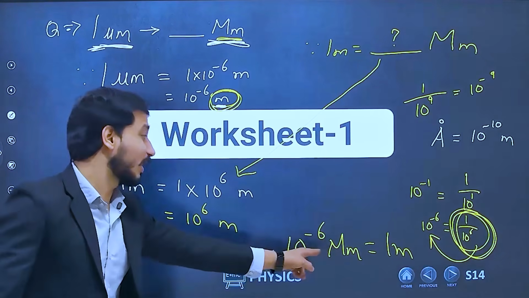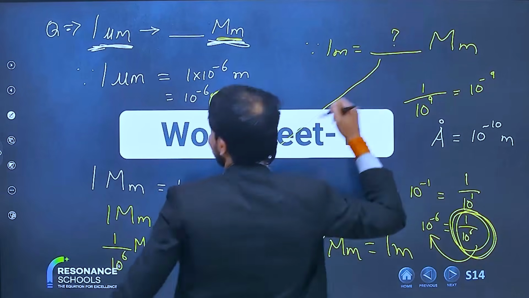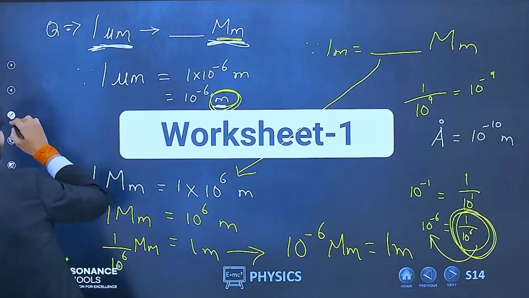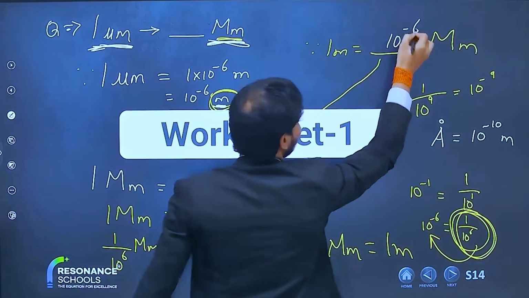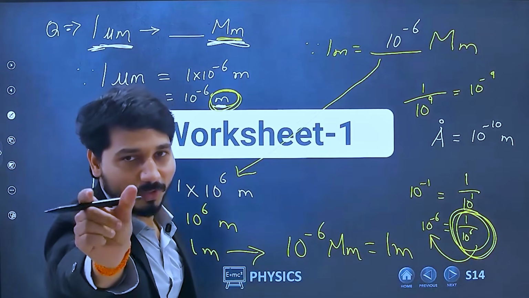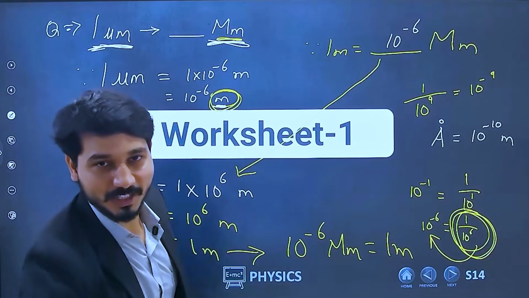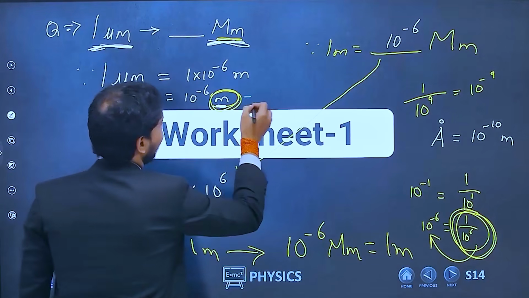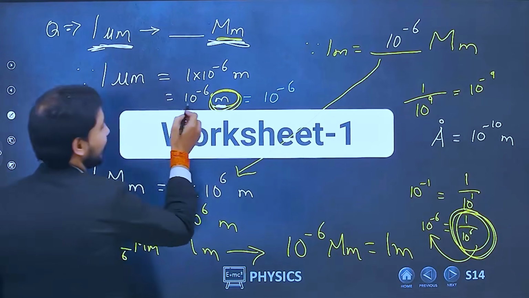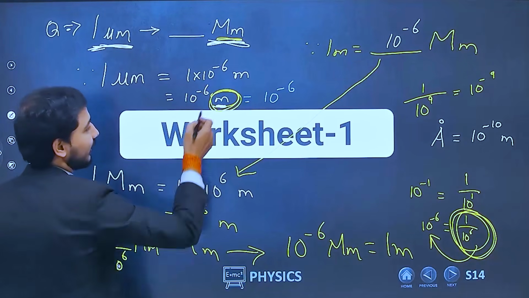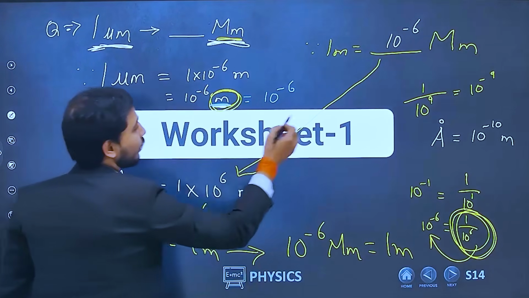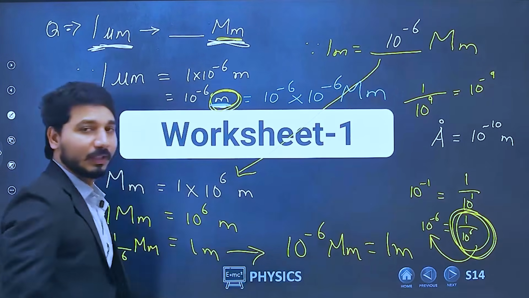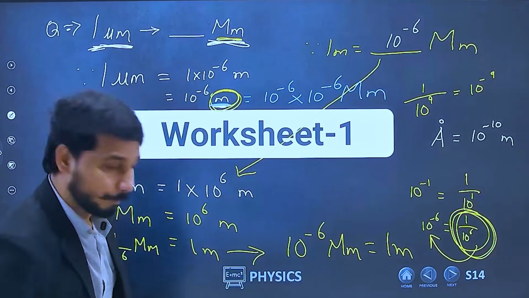In 1 meter, how many megameter are there? 10 to the power minus 6. We got this value. Now we will simply replace meter with megameter. So here the number is 10 to the power minus 6, meter is there. In place of meter, we will write 10 to the power minus 6 megameter.